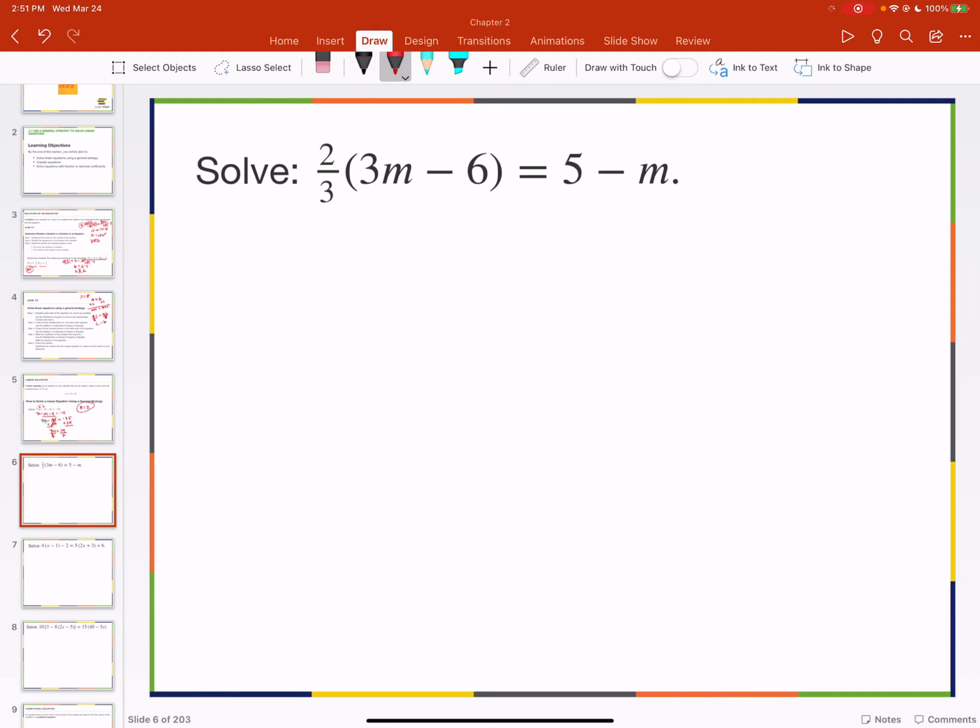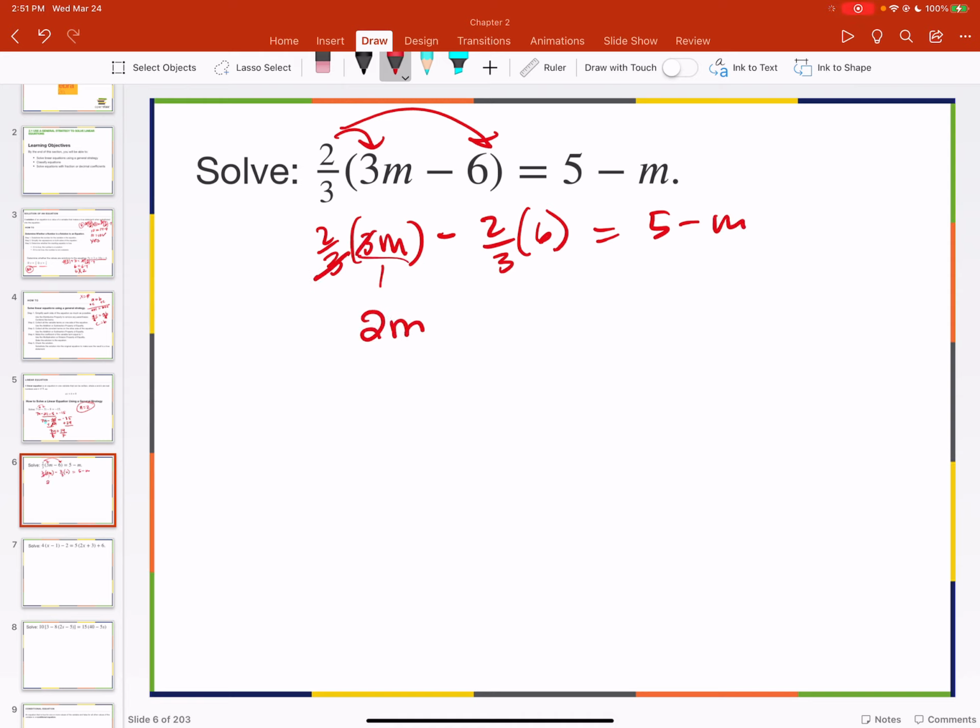Okay, so let's go ahead and distribute this 2/3. And we get 2/3 times 3m. I'm just going to write it out so that you guys can see. Minus 2/3 times 6 equals 5 minus m. 3 cancels out 3. Remember, that's 3m over 1, so that's 2m. Here, 3 goes into 6 twice, so that's minus 4, equal to 5 minus m.